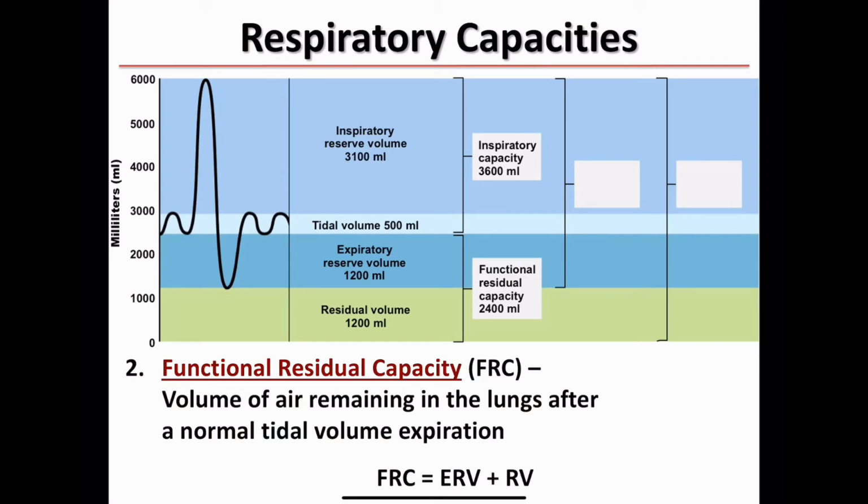Now, the functional residual capacity is going to be the combination of the expiratory reserve volume, your ERV, plus your residual volume. So this is represented by this bracket right here. The darker shale blue bar plus the lime green bar equals your functional residual capacity. Now remember, did I mention this? Well, if I didn't mention this, then I'm going to mention it again.